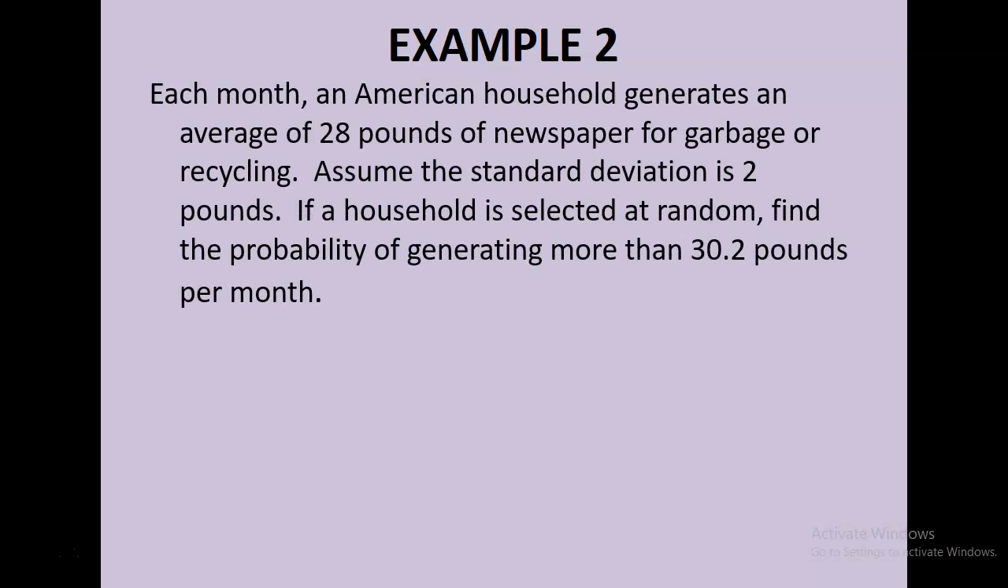Okay, let's look at another example. Each month, an American household generates an average of 28 pounds of newspaper for garbage or recycling. Assume the standard deviation is 2 pounds. If a household is selected at random, find the probability of generating more than 30.2 pounds per month. And I did leave out in there that we will consider this a normally distributed population.